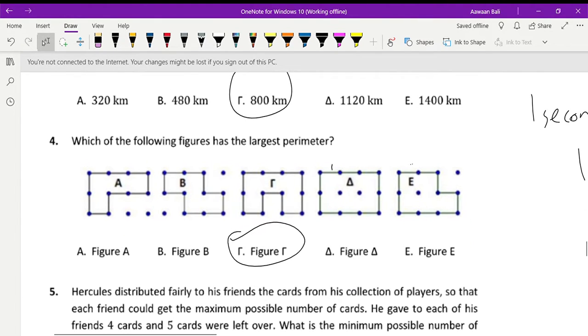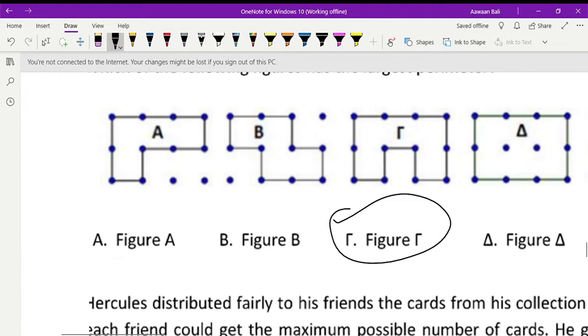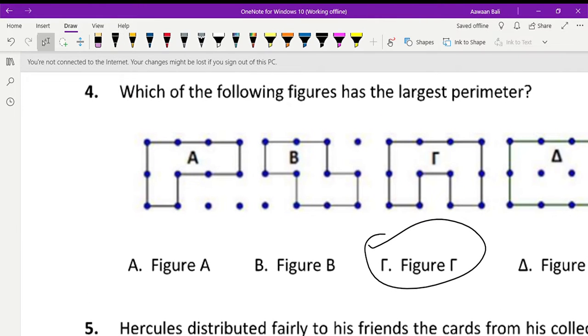Question number 4. Which of the following figures has the largest perimeter? Now basically, if you realize all of these are delta, but there's some squares missing. Now if you look at alpha, it's delta, and the sides are still there. This side is replaced with this side, and this side is replaced with this side. So that means there's no change of perimeter. It's the same here. This side is replaced with this side, replaced with this side. So again, no change.